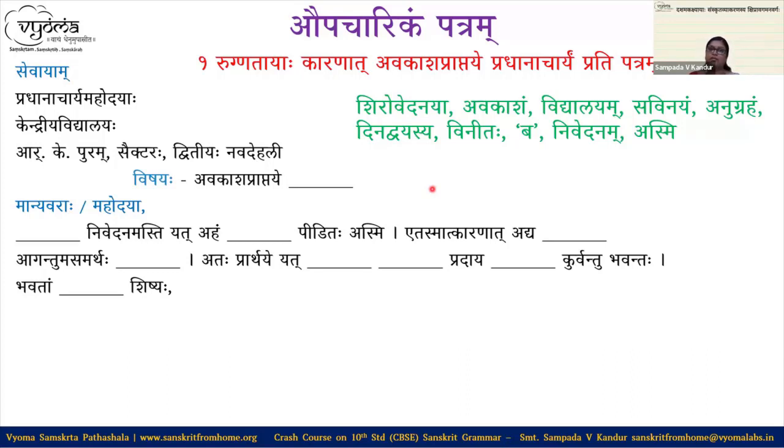Rugnatayaha karanat avakasha praptaye pradhanacharyam prati patra. So whenever it comes, prati is for, towards, meaning to whom you are writing. Now to whom are you writing? Pradhanacharyam prati, to the Pradhanacharya. Who is Pradhanacharya? Your principal. So you are writing a letter to the principal.